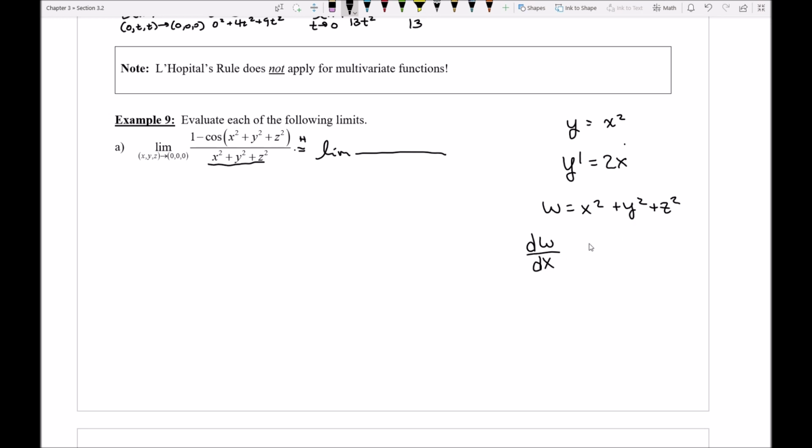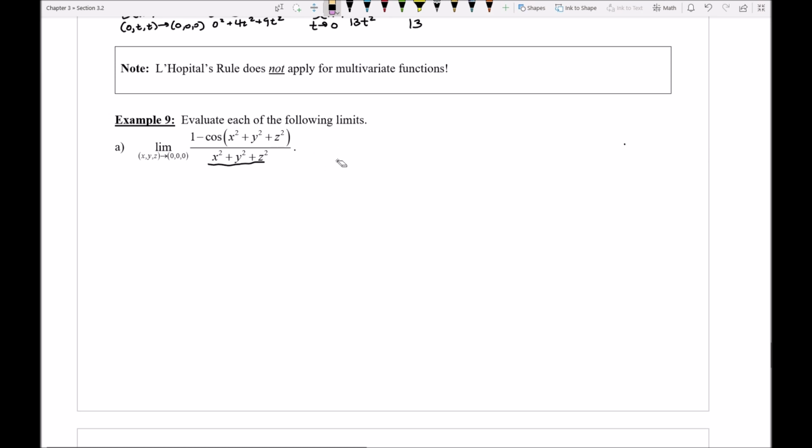So I can't just say it's 2x, or 2x, 2y, 2z. That doesn't work. This is a whole separate, complex, messy idea that we're going to talk about in the next section. But for now, what we just have to recognize is that L'Hopital's rule here doesn't work. If we could, though, turn this function back into a function of a single variable, well, then we could definitely go ahead and attempt to use L'Hopital's rule.